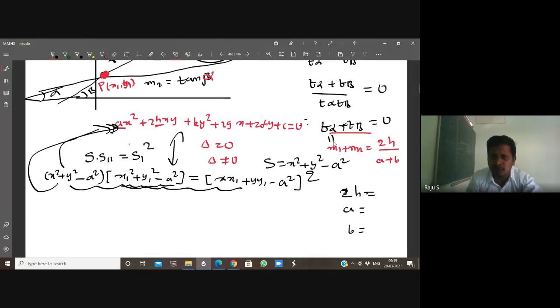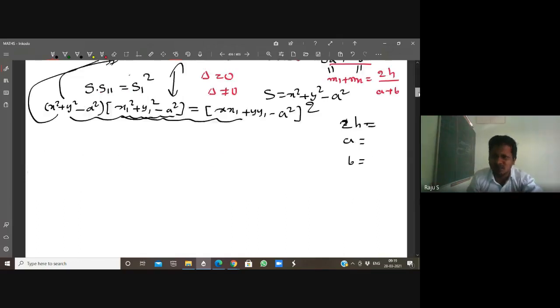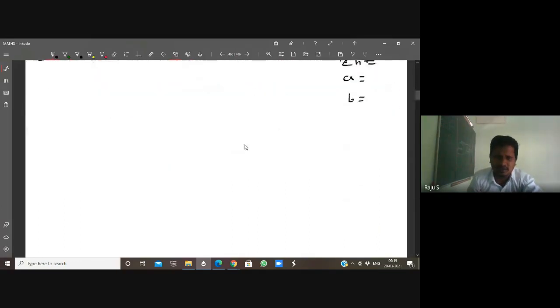Generally, slope can be denoted in terms of alpha and beta. It may be beta, it may be alpha; that is a secondary thing. m1 is equal to tan alpha, m2 is equal to tan beta. So m1 plus m2 is equal to this. So you can do this. Just simplification, right?